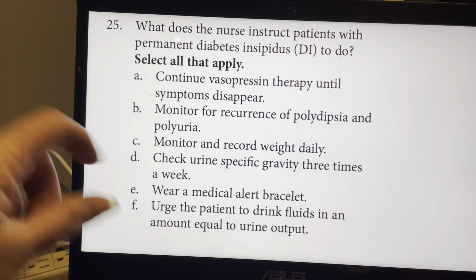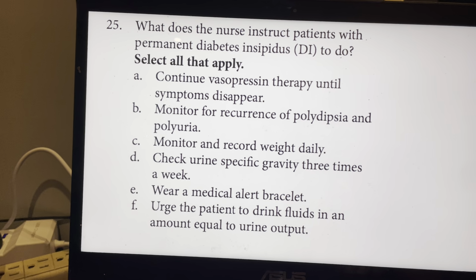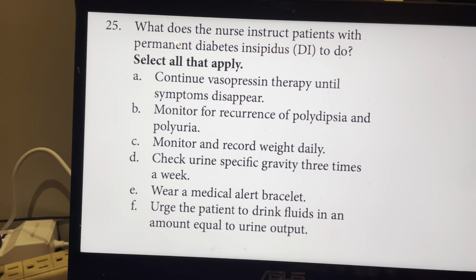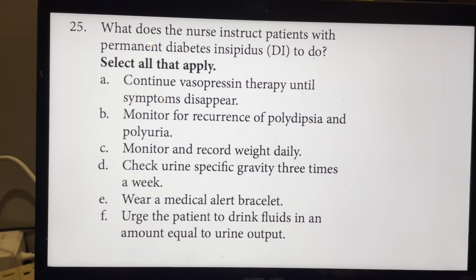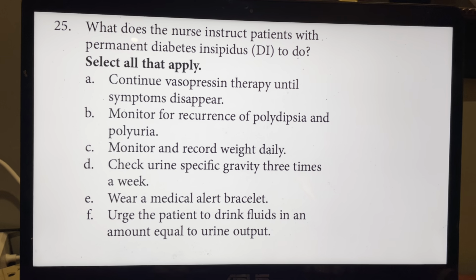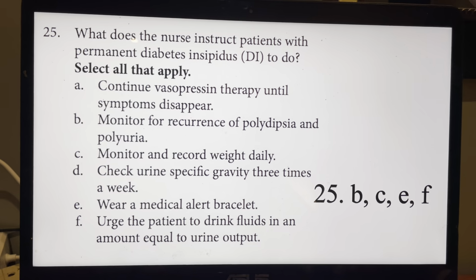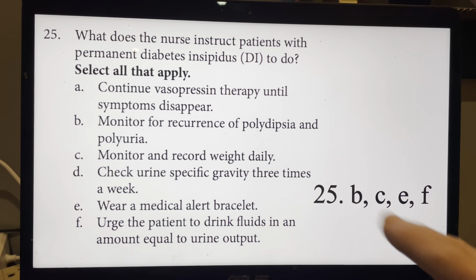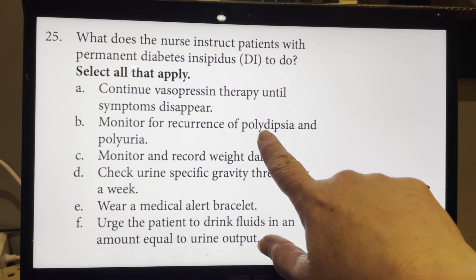Monitor and record the weight daily. Check the urine specific gravity 3 times a week. Wear a medical alert bracelet. Urge the patient to drink fluids in an amount equal to their urine output. This is what they expect you to know to tell these poor people going home, or wherever they're going. B, C, E, and F. Polydipsia, they've got to monitor for it.